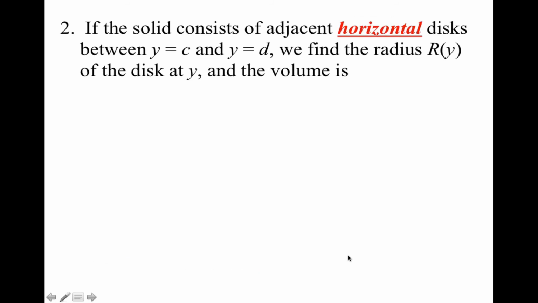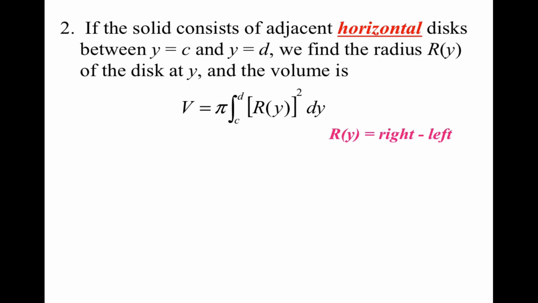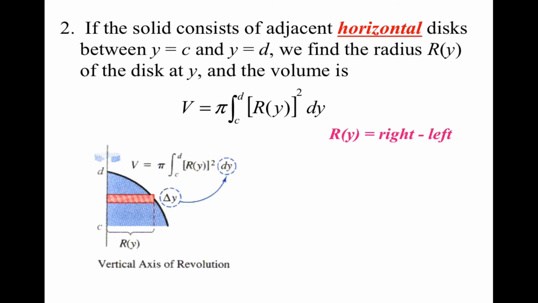And then the second one is if the solid consists of adjacent horizontal disks between y equals c and y equals d, we find the radius r of y of the disk at y, and the volume is represented by basically the same thing, but in terms of y. And this time your radius is represented as right minus left. So visually, this is basically the same picture. It's just this time your disks are horizontal, and your axis of revolution is vertical.